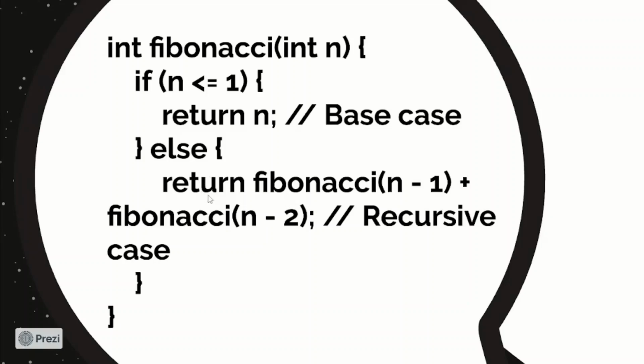Here see the else part. Here it returns Fibonacci of n minus 1 plus Fibonacci of n minus 2. Here the function called itself in the else part. So we call this a recursive function. Let us see an example for a better understanding.